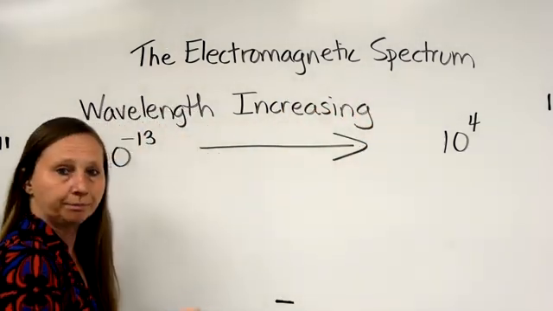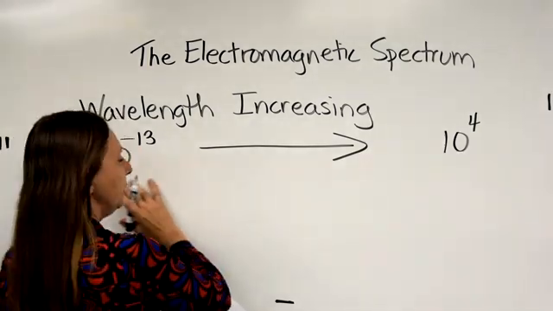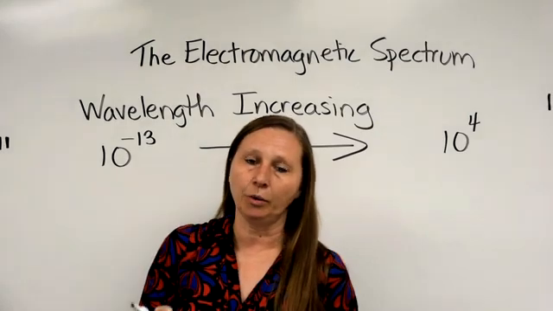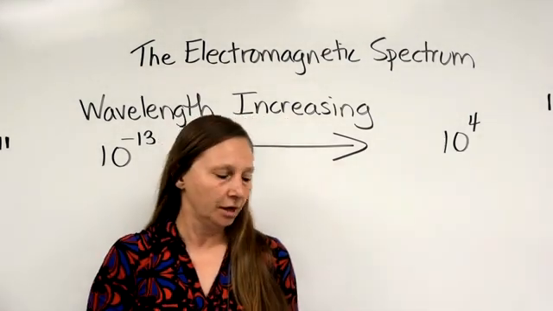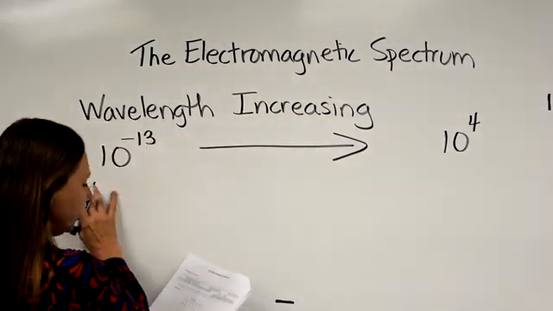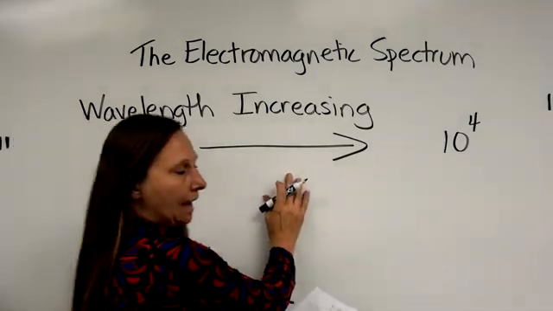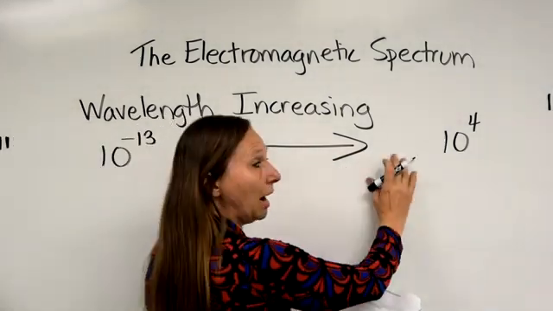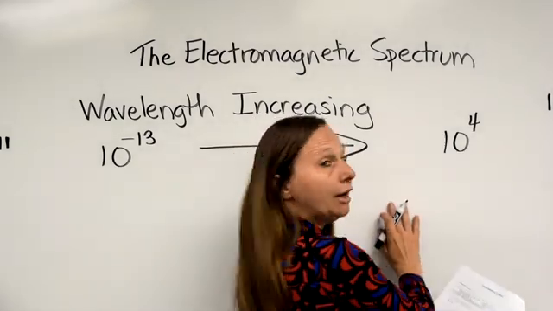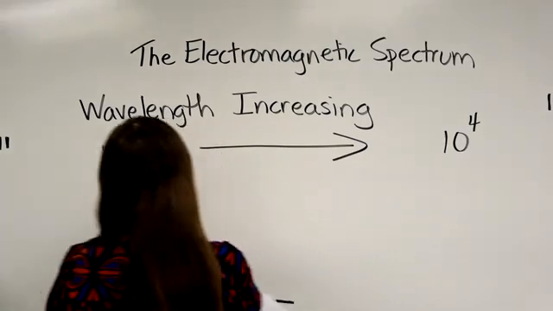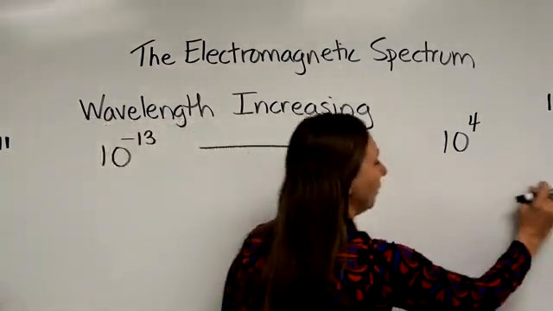Then you have some different types of light named. I'll read them very quickly and we'll go into more detail later. You have gamma rays, X-rays, ultraviolet, visible light, infrared, microwaves, radio waves, and longer radio waves, listed from left to right.